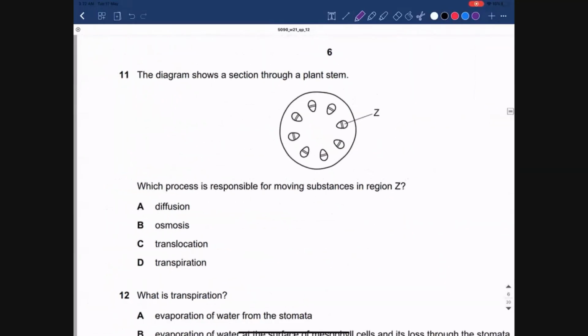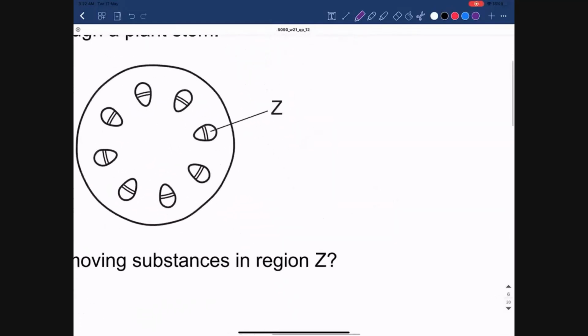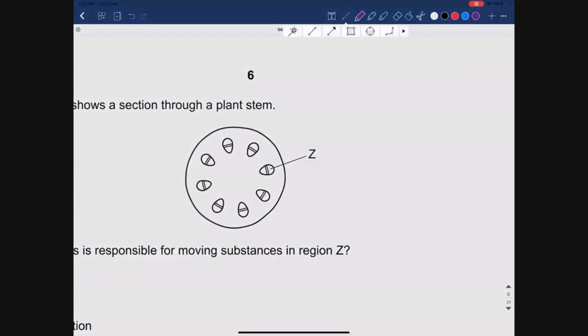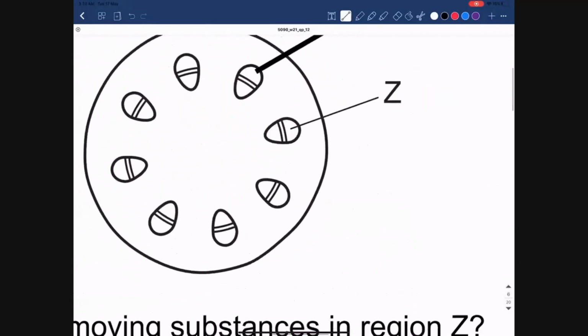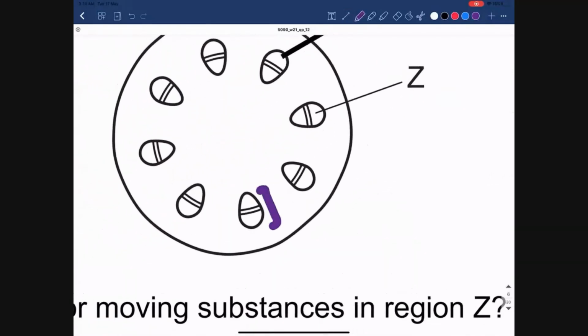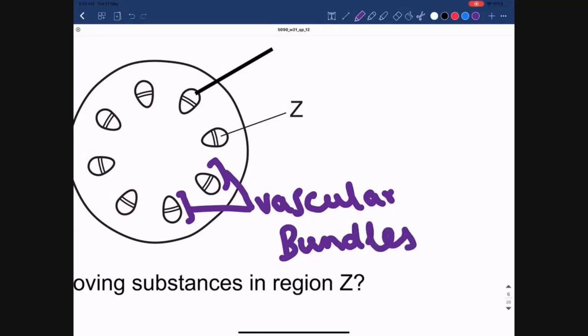The diagram shows a section through a plant stem. Which process is responsible for moving substances in region Z? So guys, you should know that this is the cross section of a stem, and in the stem we see many vascular bundles. These are the vascular bundles, and in the vascular bundles we find xylem and phloem.